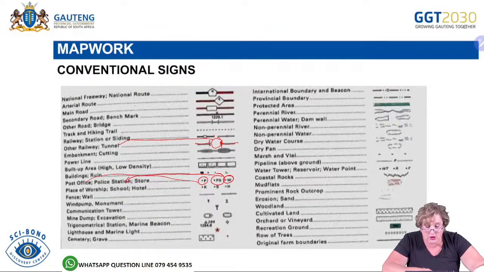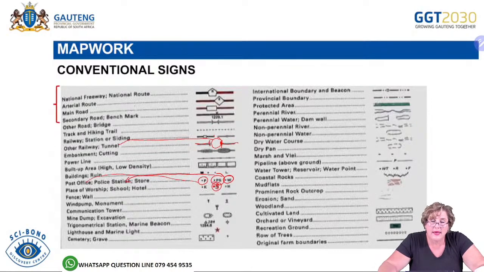If the examiners ask you to refer to the school in block D4, you must know that the school is a dot with an S. So make sure you know the symbols, or if you're not sure, go to that symbol on the map at the bottom.